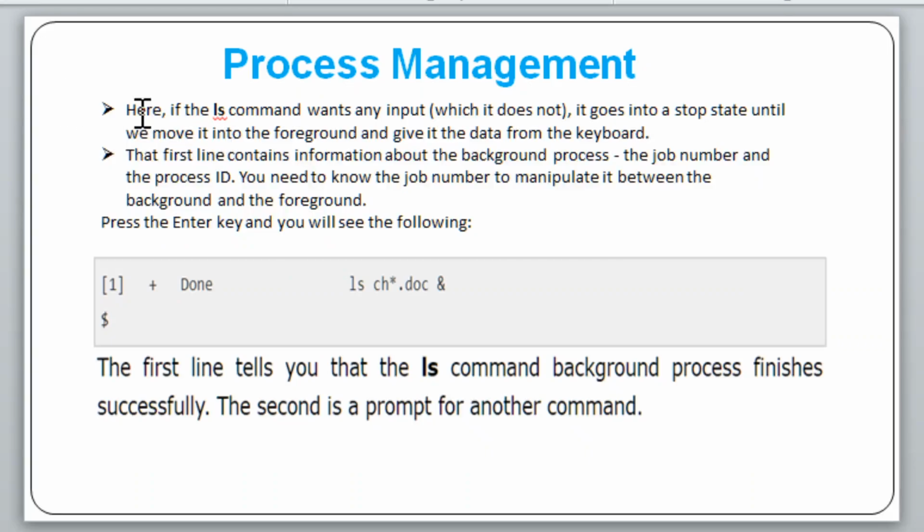So as you can see here, it says the ls command wants input, which it does not. It goes into a stopped state until we move it into the foreground and give it data from the keyboard. The first line contains information about the background process, the job number, and the process ID. You need to know the job number to manipulate it between the background and the foreground. Press the enter key and you will see the following.